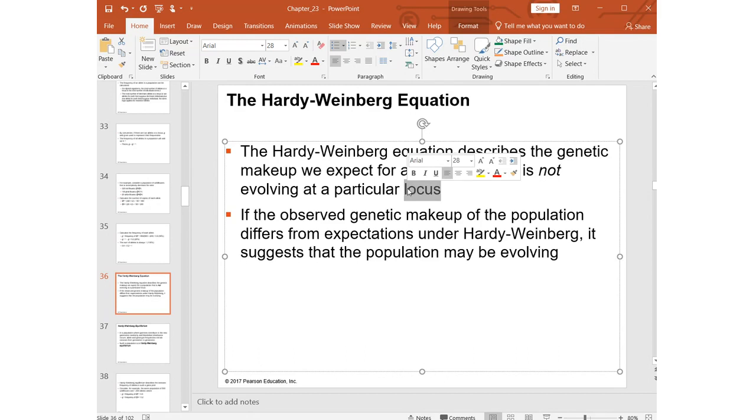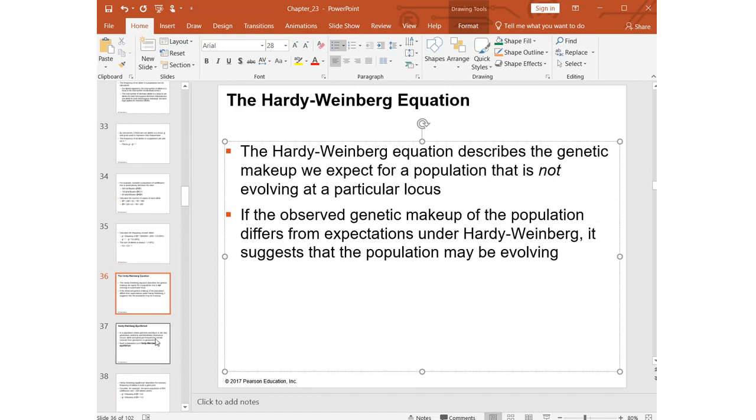Remember this word locus. Locus is singular and loci is plural because it's Latin. So it's kind of like alumnus and alumni. So if the observed genetic makeup of a population differs from the expectations under Hardy-Weinberg, then that population may be evolving. Because remember, Hardy-Weinberg describes the conditions when a population is not evolving.